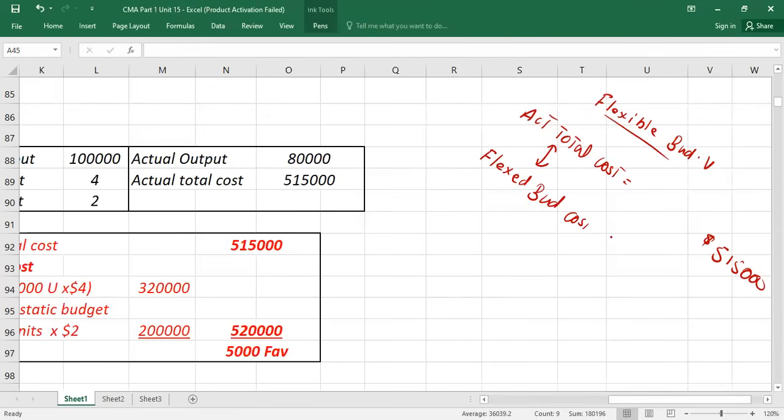So how would you calculate the flexible budget, what is the rule? I told you, you will always pick budgeted activity level into budgeted cost. For example, I'm dealing with the variable cost first. I'll pick budgeted activity level, it was 100,000 units. And budgeted variable cost was $4. So it is going to give you $400,000.